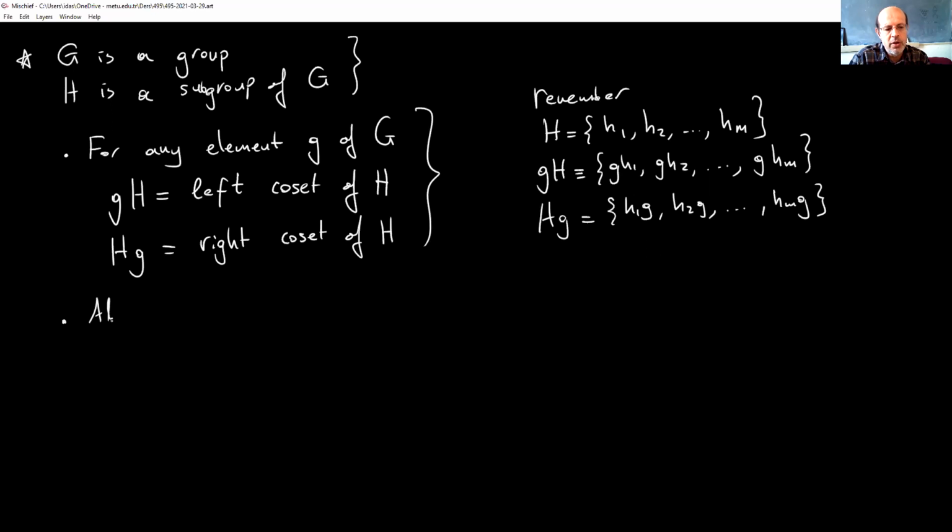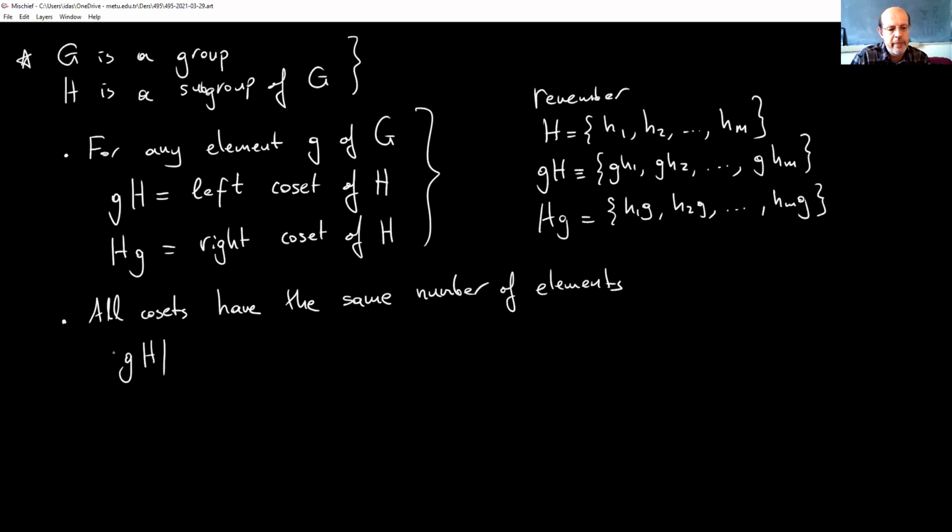So all cosets have the same number of elements. Basically, the number of elements in GH is equal to the number of elements of the subgroup. And that's also for the right coset. So all cosets, whether it is a left coset or a right coset, doesn't matter. They have the same number of elements. So this is something that we are going to use later at some point.